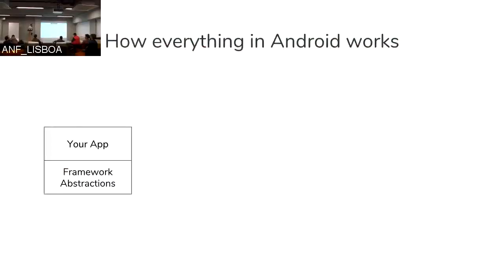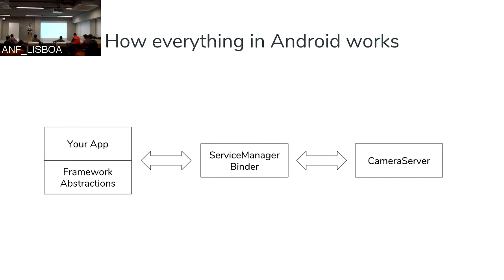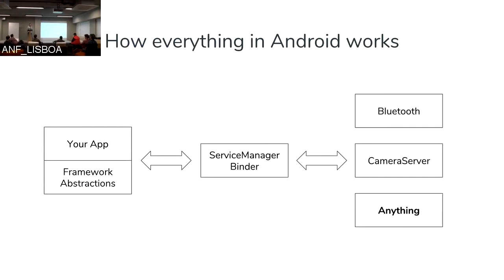Okay, so I promised you, you'll know how everything in Android works. So you have your app, you have framework abstractions, which is the jar where you call methods on. You have the service manager where you get services from. You have the binder, and then you have the camera server if you want to open a camera, display camera in your app. You have the Bluetooth if you want to search for Bluetooth devices or associate, and anything. This is literally how everything works on Android.